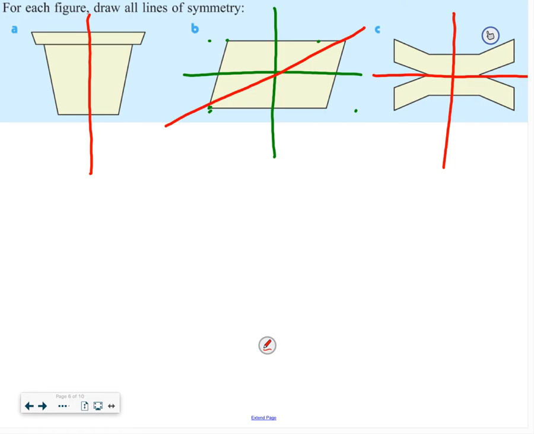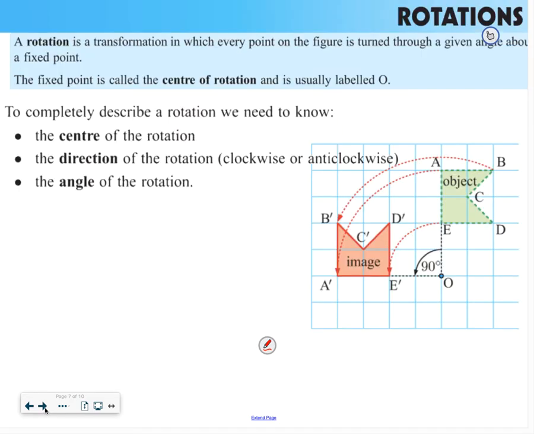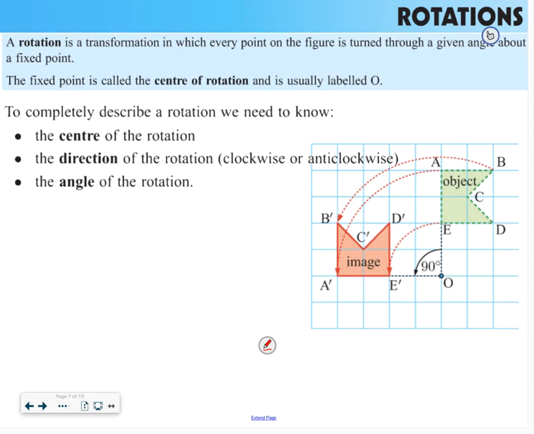So the other thing we're going to talk about today is rotations. A rotation is a transformation in which every point on the figure is turned through a given angle about a fixed point. The fixed point is called the center of rotation, and is usually labeled with a capital O.